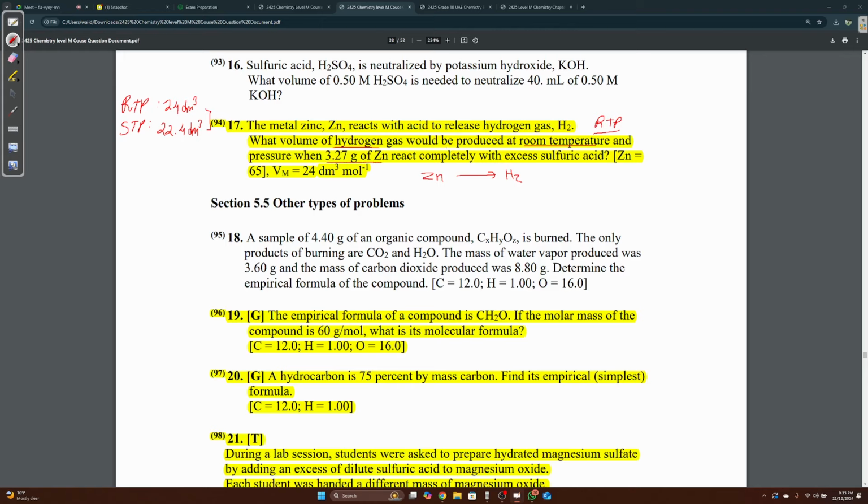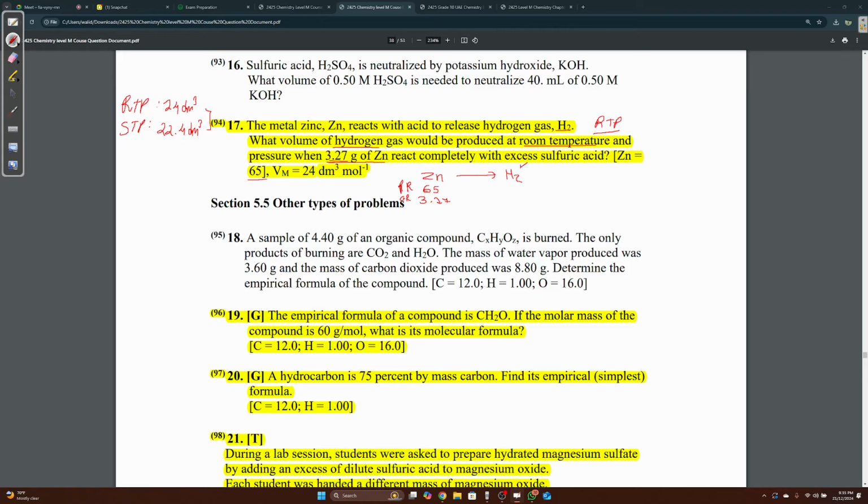They gave us 3.27 grams of zinc. We want to know what's the volume of hydrogen. Let's do again, RR and GR. What do I have given? Let's start with RR. We're talking about the mass of zinc. How much is zinc? Zinc is equal to 65. How much is given? 3.27. For hydrogen gas, what am I talking about? I'm talking about the volume.